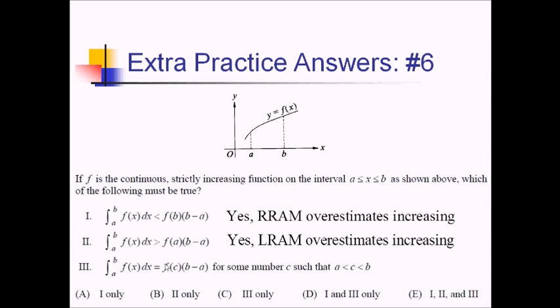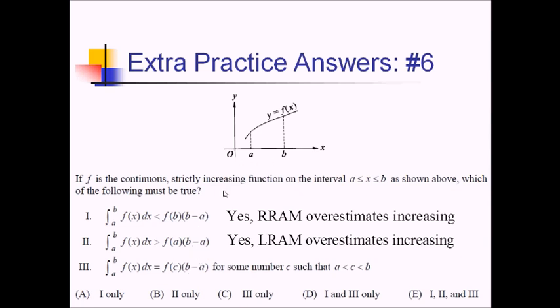This next one is kind of weird. They're saying the area equals f of c times b minus a for some number c such that c is between a and b. So this is one where if you've never seen the mean value theorem for integrals, this one is a little out there in left field.